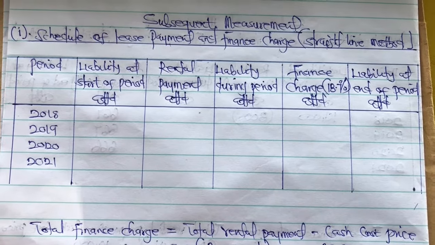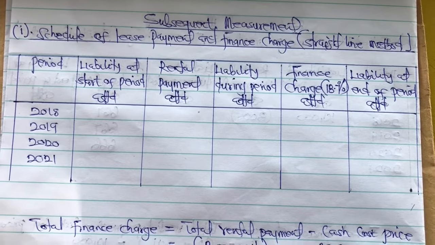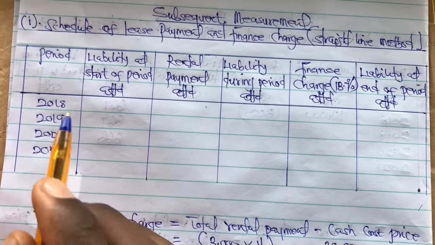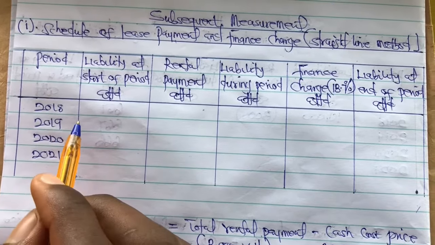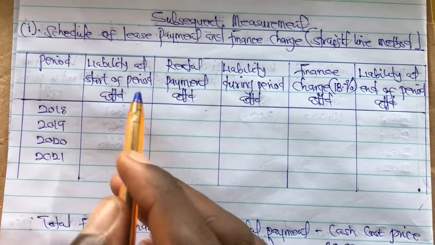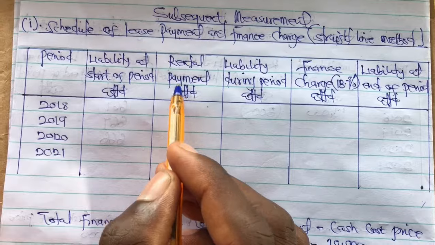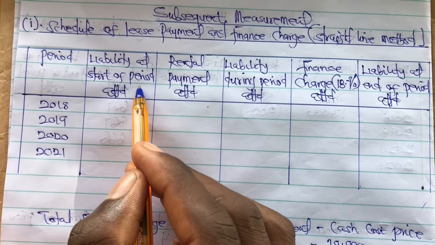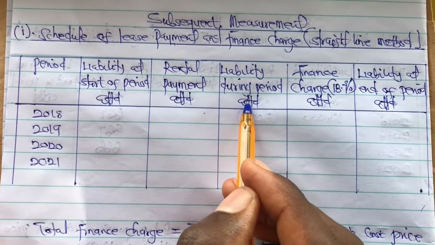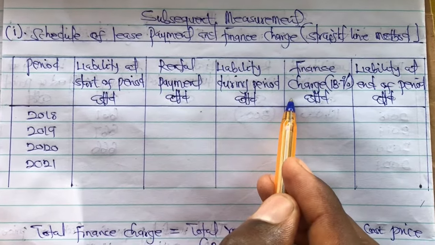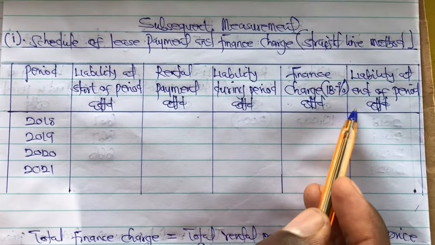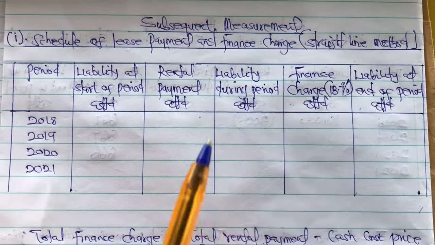Is that okay? So now let's consider the schedule for lease payment and finance charge under the straight line method. Because payments are made in advance, we begin with the liability at start of the period. Then we take our rental payments from the liability at the start of the period. When we take the rental payment, the balance will be liability during the period. Then we consider the finance charge, then we add the finance charge to the liability during the period to ascertain the liability at the end of the period. So that is what we are going to do.